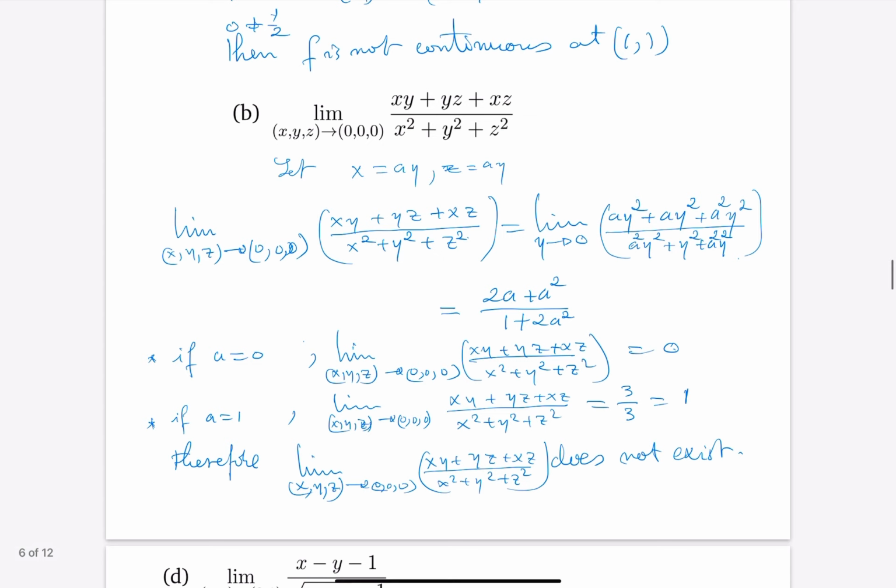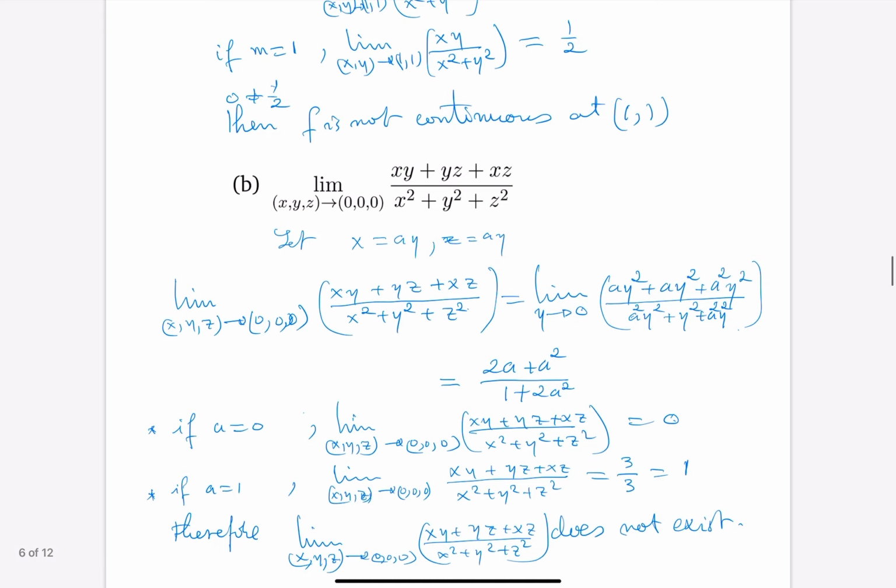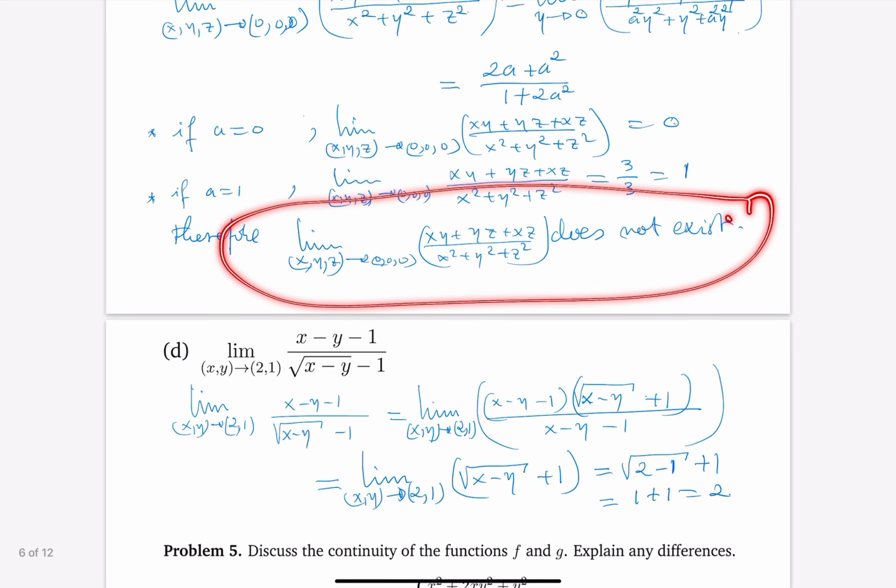Same thing here. Here is different because here you have 3 variables. Here you have to choose x equal to ay and z equal to ay. And then replace it here. You end up having only a function in terms of y, and then it's this one. So now you have to choose a equal to 0 and a equal to 1. If a equal to 0, you have the limit of this one. It will go to 0, and this one goes to 1. Since they are different, then the limit does not exist. That's it. The limit does not exist.